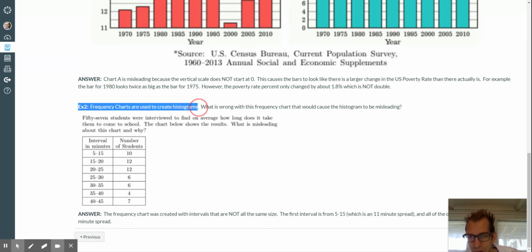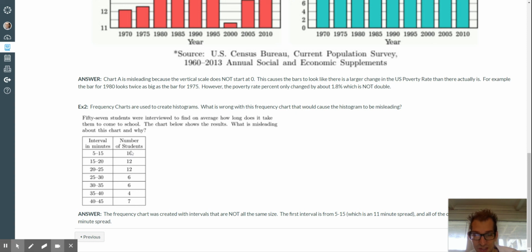So here's example 2, where you've got a frequency chart. And if you notice here, the first one, 5 to 15, that's a size of 10. But then 15 to 20, that's a size of 5. Those aren't the same size. Either the classes or intervals have to be 10 or they have to be 5. One can't be 10 and one 5. Next one, 5, 5, 5, 5. All the rest are 5. That first one's 10. It's kind of convenient.